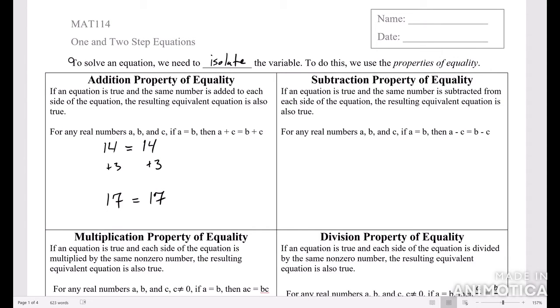The subtraction property of equality is very similar. It says if an equation is true and the same number is subtracted from each side of the equation, then the resulting equivalent equation is also true. So for any real numbers a, b, and c, if a is equal to b, then a minus c equals b minus c. So this is the same thing, but just subtracting instead. So if I start off with a true statement, 18 is equal to 18. If I subtract the same amount from each side, I end up with another true statement. 11 is equal to 11.